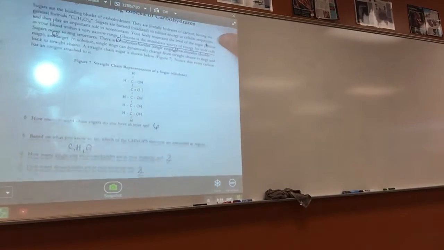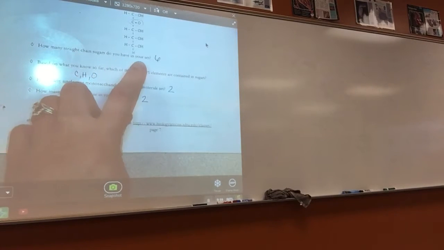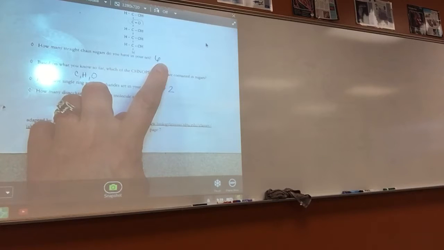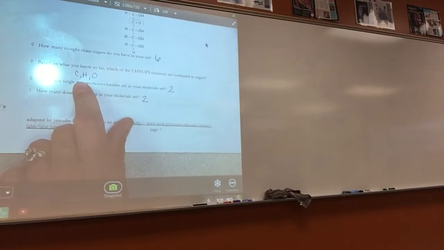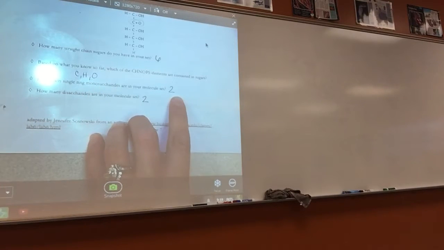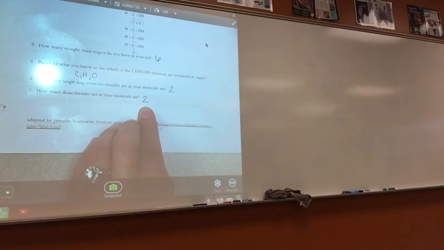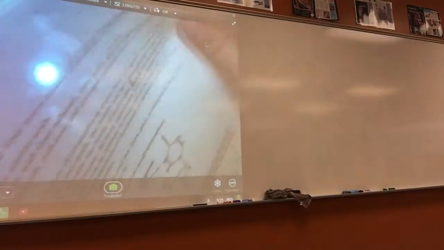Okay, the next group is the sugar group. It asks you how many straight chain sugars you have in your set. There should be 6 of those. All sugars you should have are carbon, hydrogen, and oxygen. There are 2 single rings and 2 disaccharides. So let's look at those on the other page here.